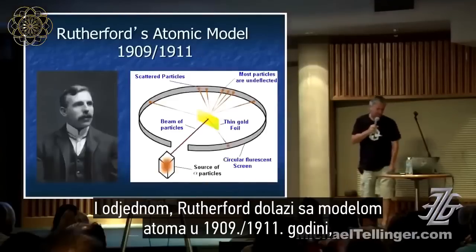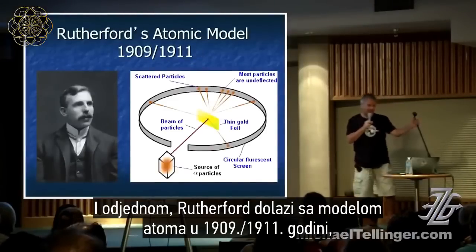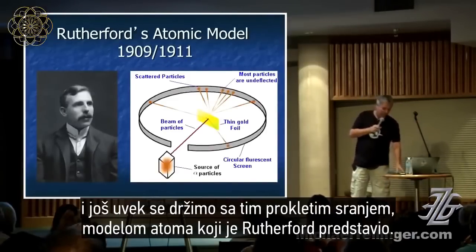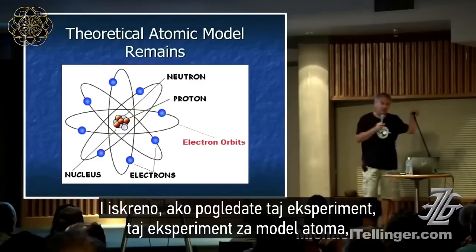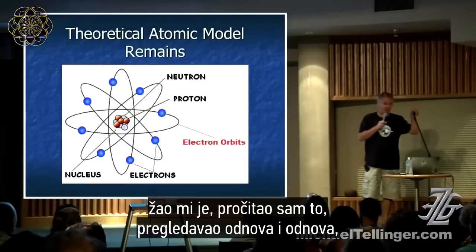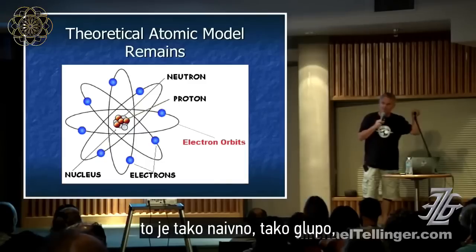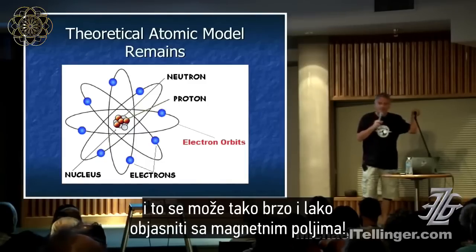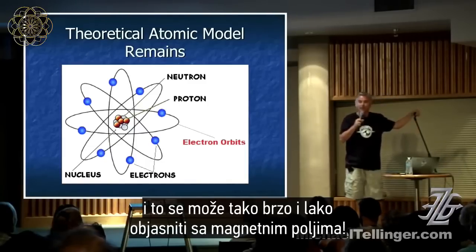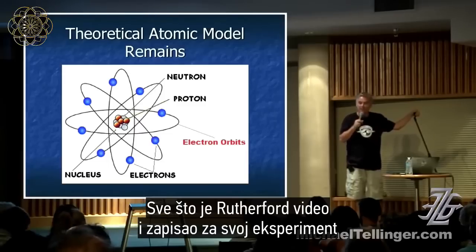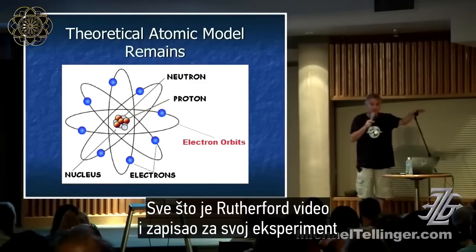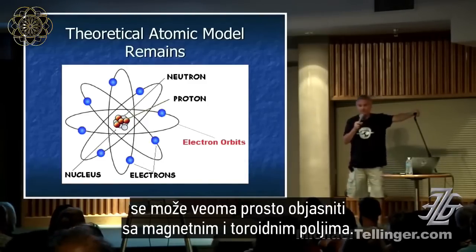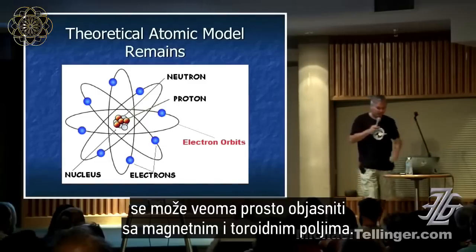And suddenly Rutherford comes with his atomic model in 1909, 1911, and we are still stuck with the same bloody atomic model that was presented by Rutherford. Quite frankly, if you go and look at that experiment, I've looked at it over and over again. It is so naive, it is so stupid. And it can be so quickly and easily explained with magnetic fields. Everything that Rutherford experienced and reported on with his experiment could be very simply explained with magnetic fields and toroidal fields.